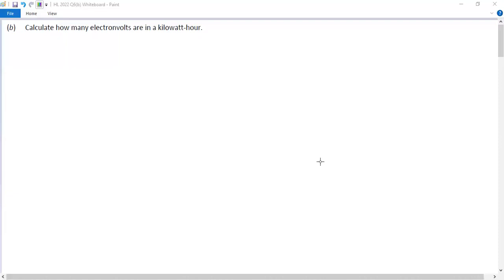All right. Okay. So it says, calculate how many electron volts are in a kilowatt hour. Okay, so how many, I'm just going to get my pen working for me here now, hopefully.